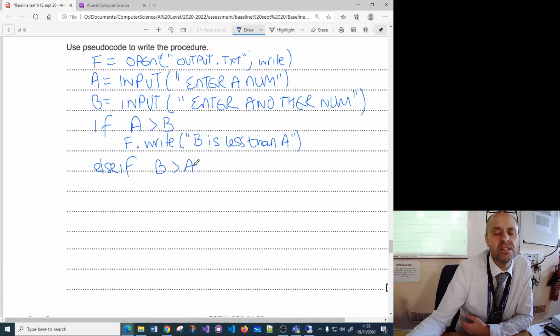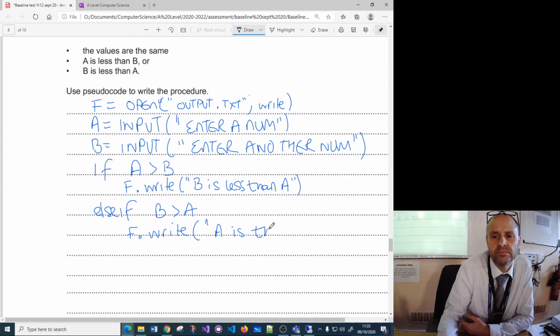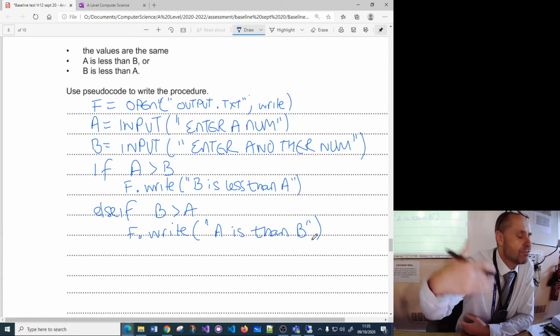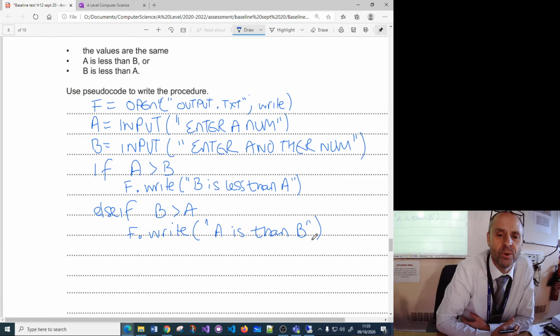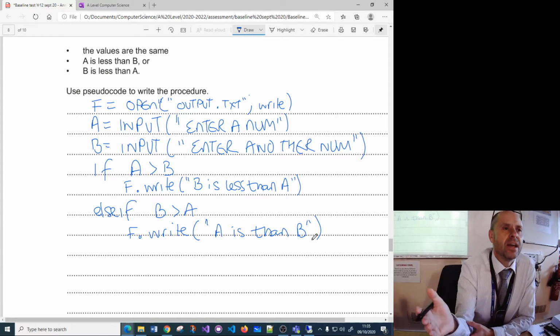I can't guarantee that it is. And if that is true, we were supposed to output A is less than B. So I'm going to say, right, okay then, write out to that file F, A is less than B. Now, I think the mark scheme wasn't too picky as long as the message you wrote was tied in with the logic that you put. Right, so if A is greater than B, or B is greater than A, that handles those two cases.